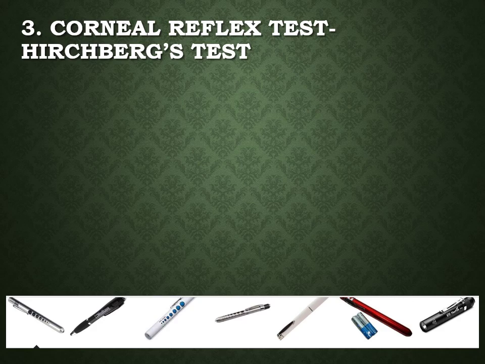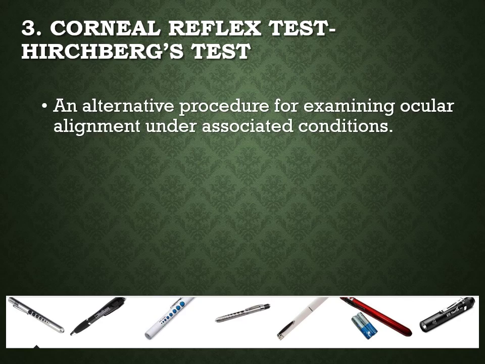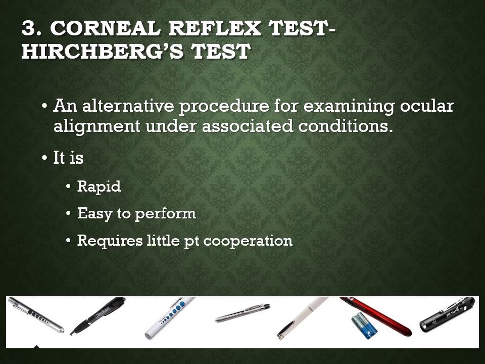Corneal reflex test, or Hirschberg test. We have learned about this test in a previous lecture. This is an alternative procedure for examining ocular alignment under associated conditions. It is also used to determine the approximate position of the visual axes of the two eyes under binocular conditions at near. This test is used to identify a strabismus when other more precise methods cannot be used. This test is rapid, easy to perform, and requires little patient cooperation.